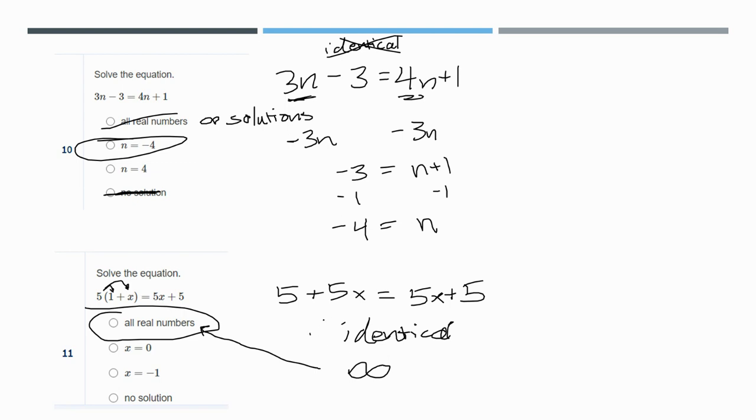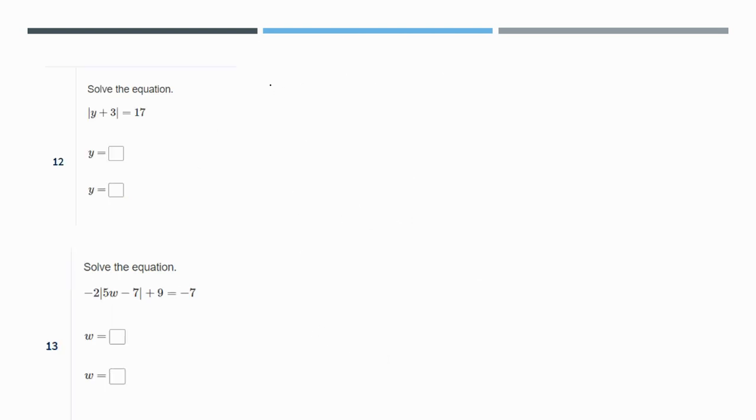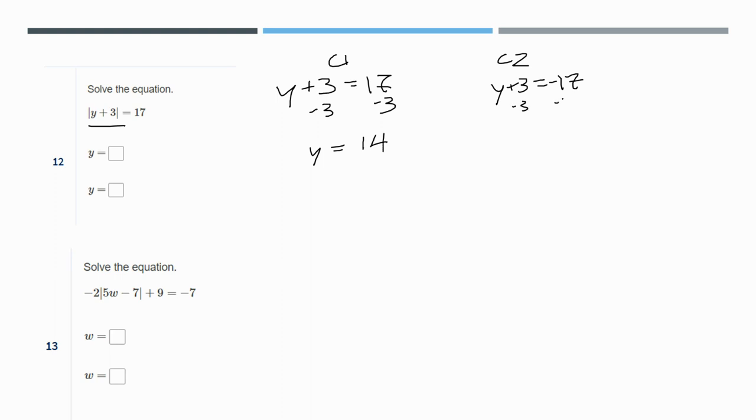Okay, carrying on. Problem 12, absolute value. We already have this isolated, so now is the time for two cases. Y plus 3 equals positive 17. That's case 1, the positive one. Case 2, y plus 3 equals negative 17. Here I'm going to subtract 3 to solve and get y is equal to 14. Here I'm going to subtract 3 to solve and get y is equal to negative 20. Remember, we have two answers to put in, so you put in both, 14 and negative 20.